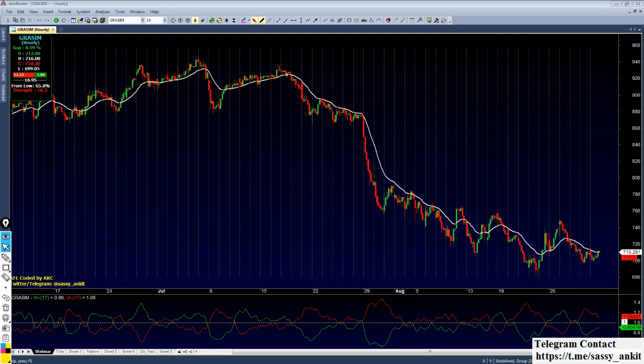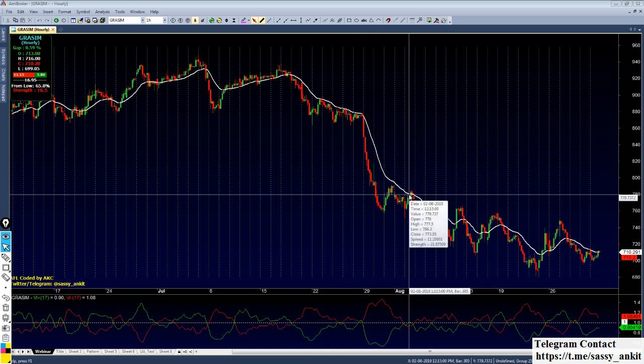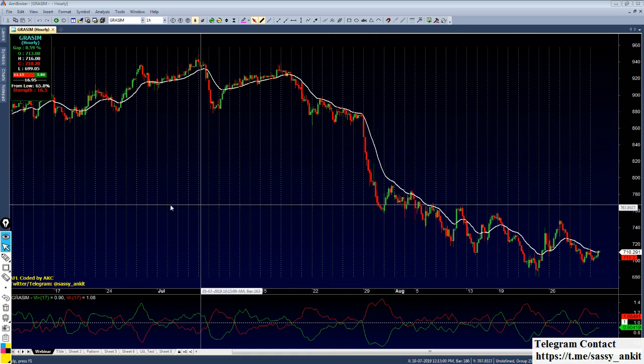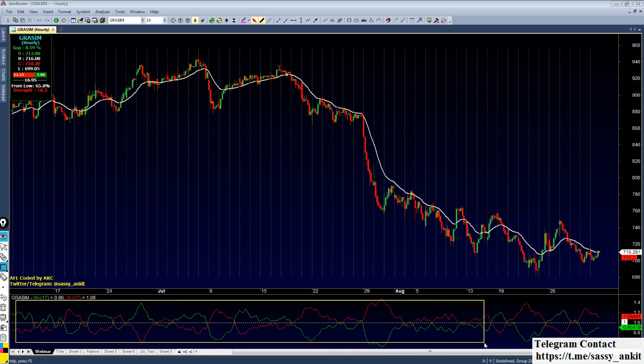In this video, we will look at EMA line as dynamic support resistance. Here, as you can see, I have added an indicator. This indicator is Vortex. You can find this indicator on all trading platforms as well as all charting platforms as well.